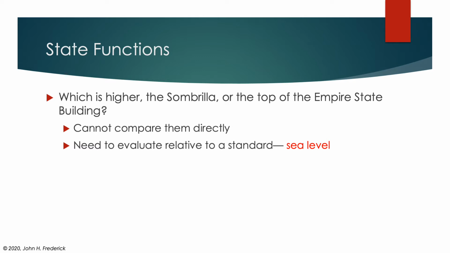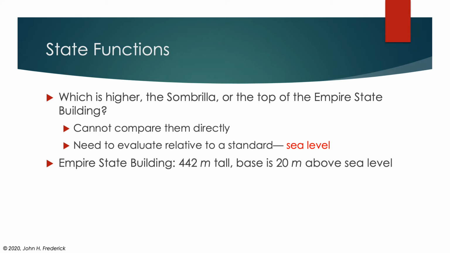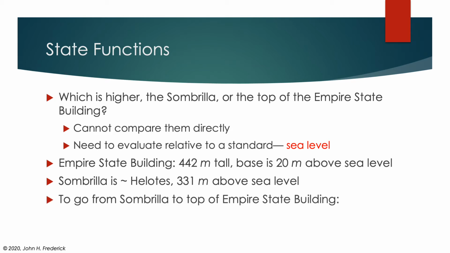Now, if I did a little bit of internet research, I would find that the Empire State Building is 442 meters tall. I can estimate that its base is about 20 meters above sea level. So how does that compare to the Sombria? Well, we don't have an altitude for the Sombria, but we know it's about the same as Helotes, and Helotes is 331 meters above sea level. So that means to go from the Sombria to the top of the Empire State Building would involve a change of altitude of about 131 meters.